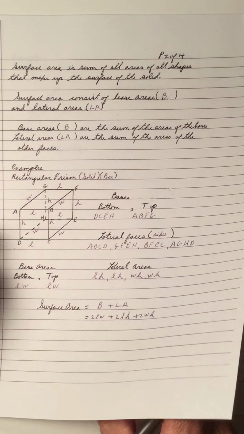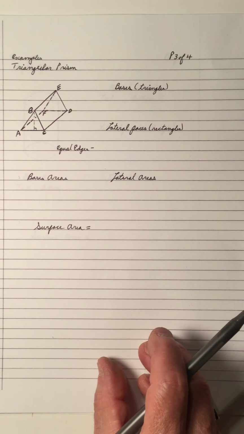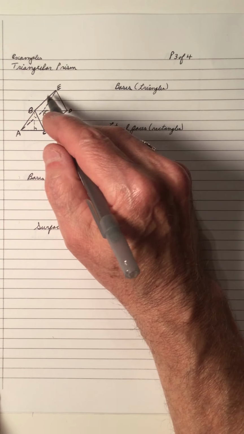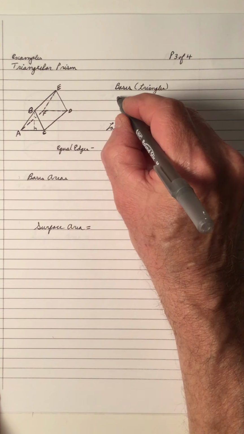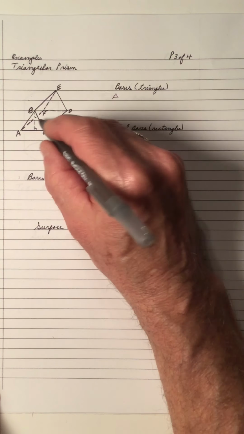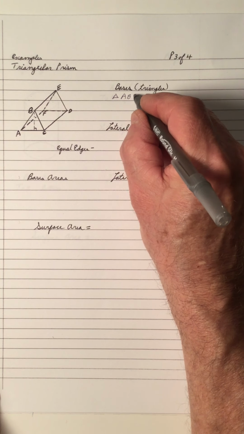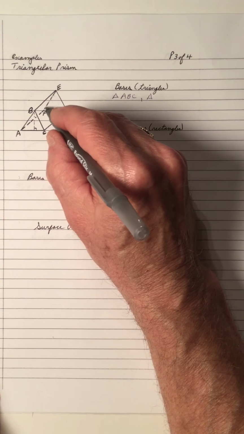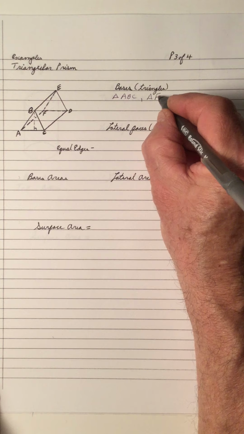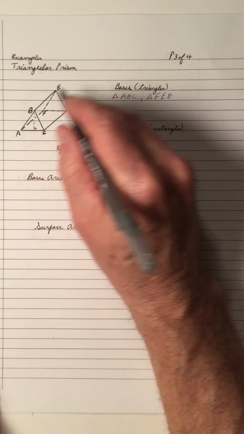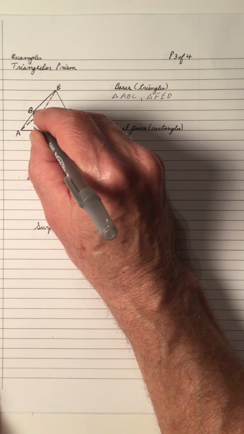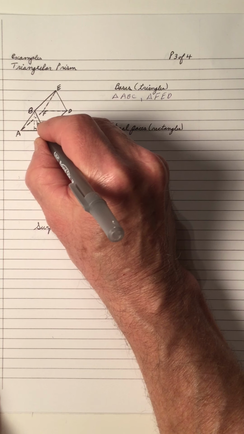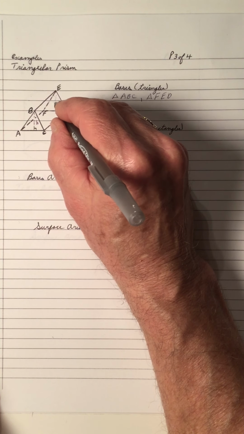So let's look at another geometric figure. Just then we looked at the rectangular prism. Now let's look at the triangular prism. The triangular prism has the base as triangle ABC, and it also has the other end as triangle FED. And these two triangles are equal. And notice that this triangle has a perpendicular from the vertex to the base, so that's the height. And the height of this triangle is the same.